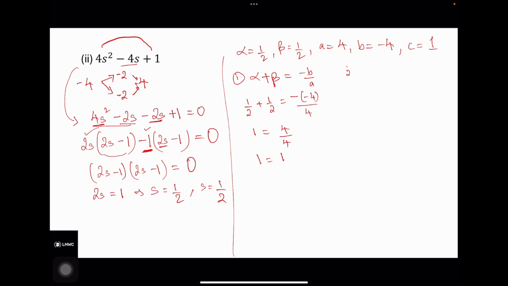So for the second verification, product of zeros, which is equal to c by a. So half into half equals c value is 1, a is equal to 4. So 1 into 1 is 1, 2 into 2 is 4, which is equal to RHS. So with this, we are done with the second question.